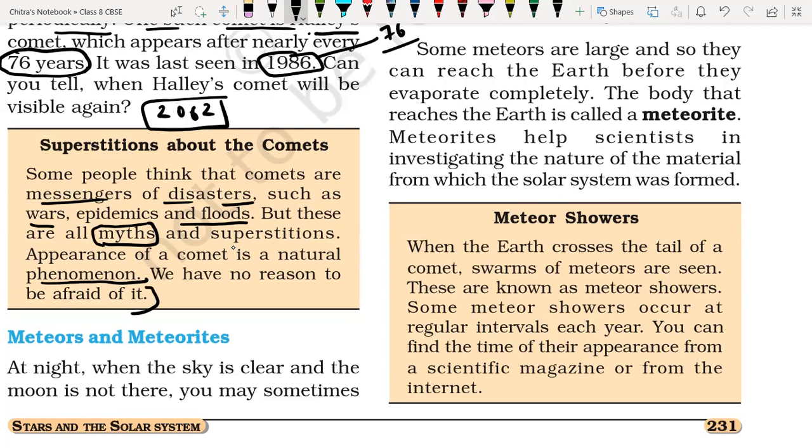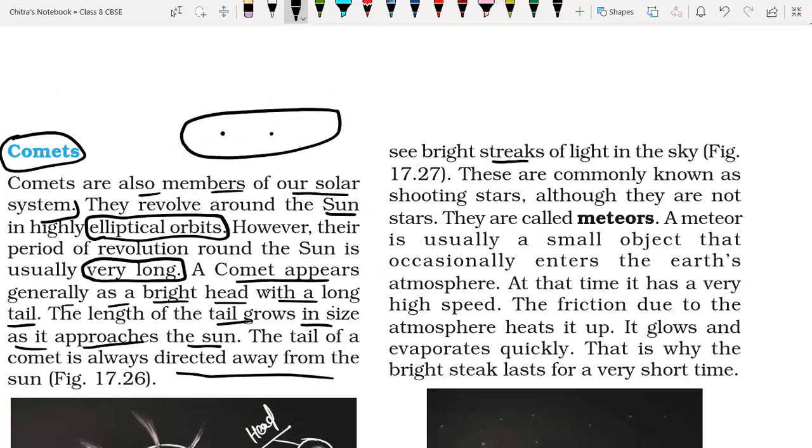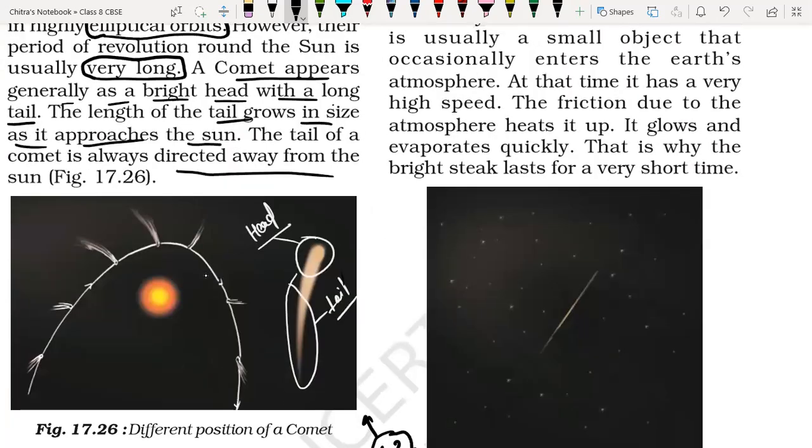Okay. Next, the third object of the solar system: meteors and meteorites. At night, when the sky is very clear and the moon is not there, you may sometimes see bright streaks of light in the sky. As you can see over here, most of the time you used to say it is the falling of a star or breaking of a star. Yes, sir. This is the part we are discussing about meteors.